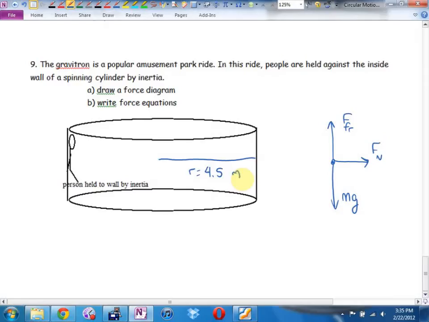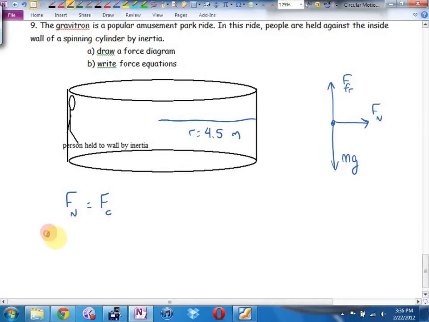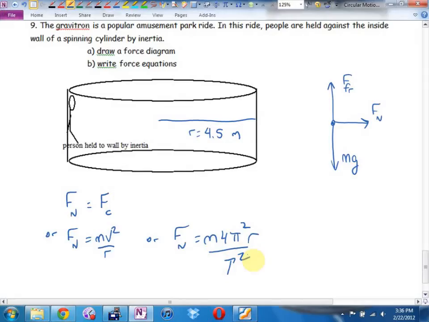Let's write force equations. Now, this also means that either of those are now fair game. It would depend on whether I said, how fast is the ride spinning at? Or if I said, what's the period of the ride? Or if I gave you the speed that the ride was spinning at? Or if I gave you the period of the ride?